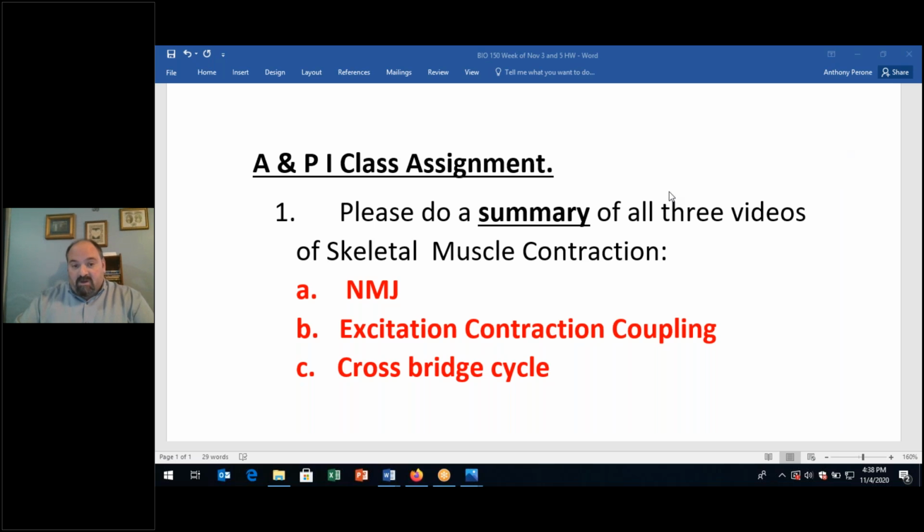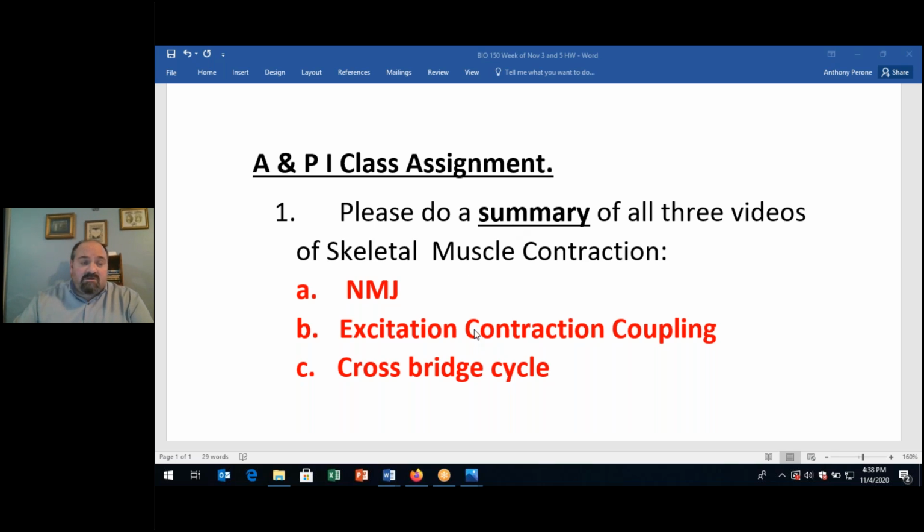What is important though is helping you understand muscle contraction. You'll have to do a summary of all three of the videos for skeletal muscle contraction: the neuromuscular junction, the excitation contraction coupling, and the cross bridge cycle. My video from last week's lecture has all of these videos in it, but I wasn't able to post all three separately on my YouTube channel. The third one, the cross bridge cycle, did not come up on the channel, so you'll have to search for it on YouTube and go over that.